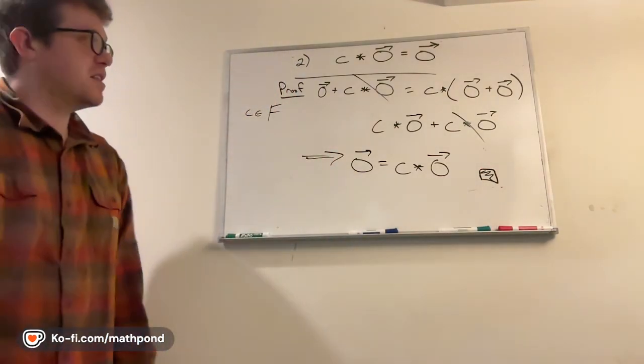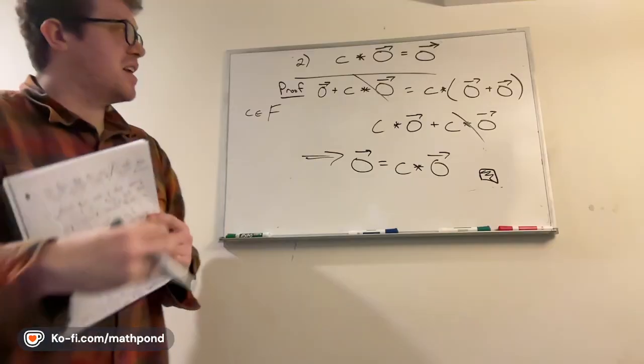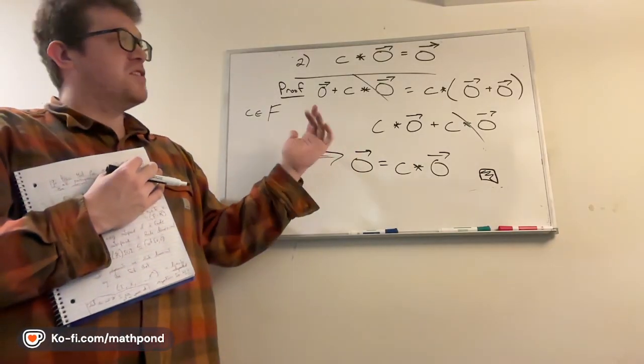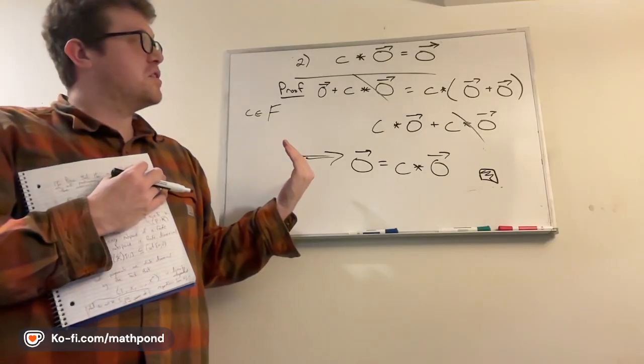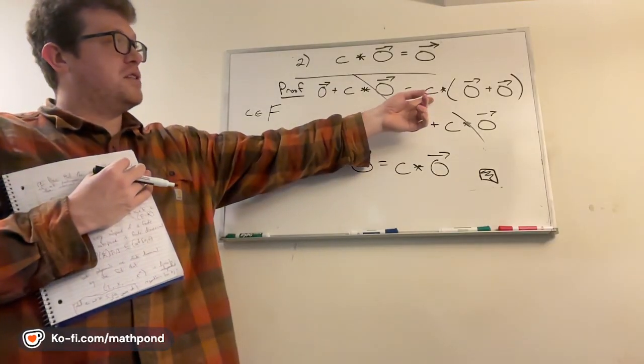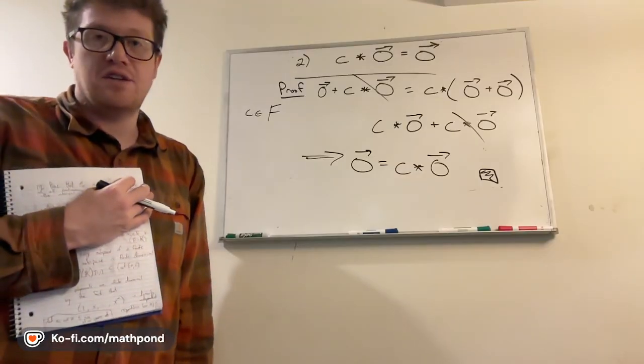Okay, so before, I said distributive property, but I guess you need to be a little careful, because there are 2 different distributive properties. The first one used distributivity of the scalars, scalar addition. This one is using distribution over the vector addition.